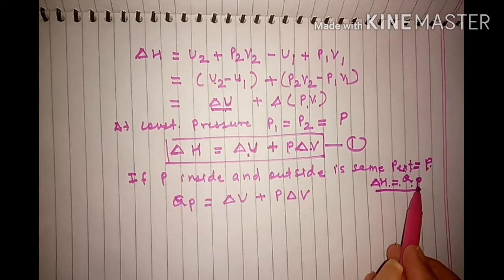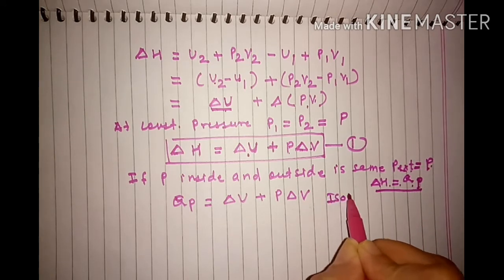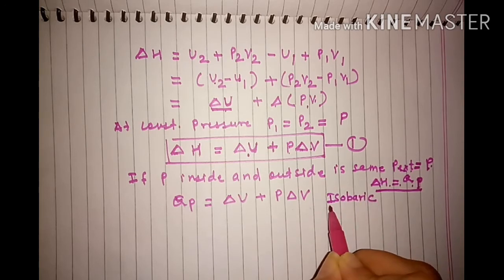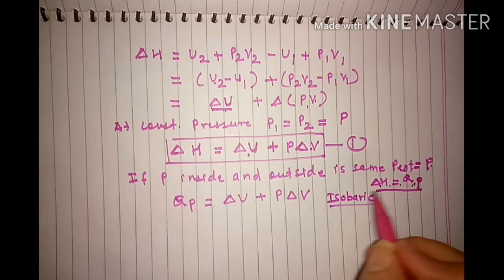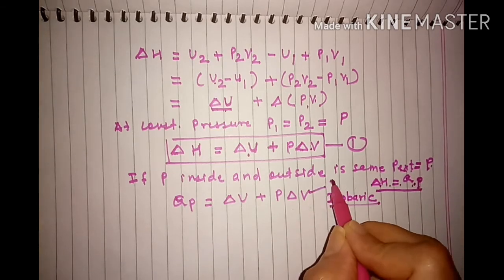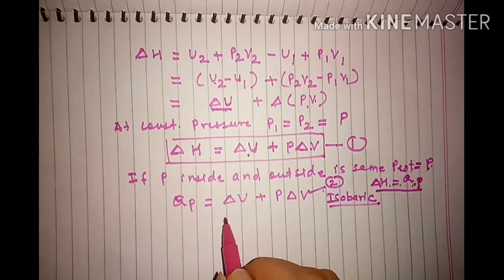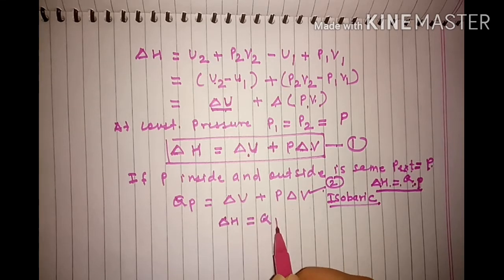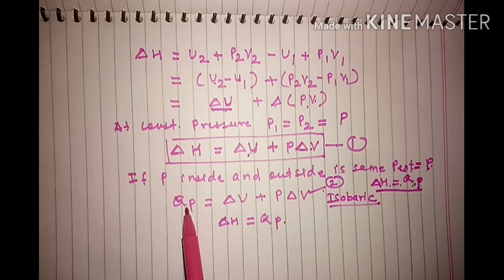This P stands for constant pressure, meaning the process would be an isobaric process. So for this isobaric process, delta H is equal to QP. You can write this as equation number 2 here. So from equation 1 and 2, you can write delta H equals QP, because delta H is equal to delta U plus P delta V and QP is also equal to delta U plus P delta V. So delta H will be equal to QP.